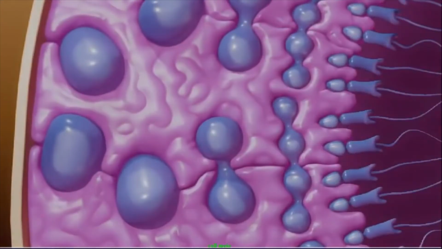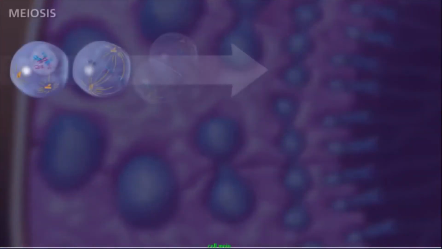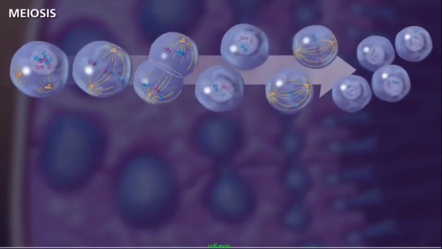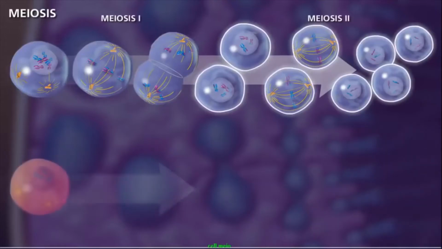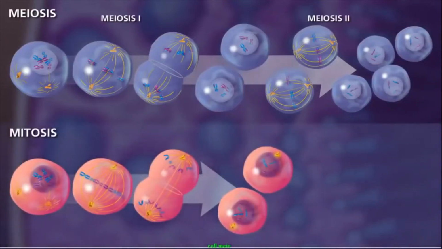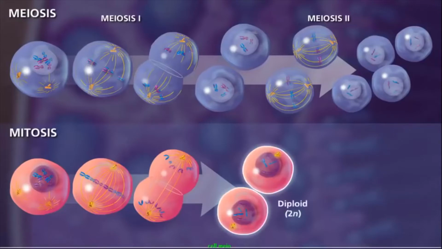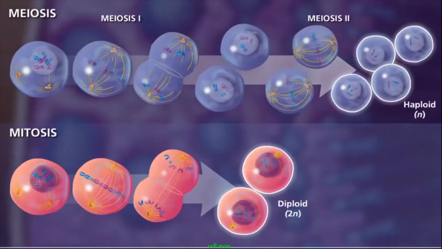Meiosis occurs in special cells called germ cells within the gonads of males and females. For the successful reduction in the number of chromosomes to occur in the new haploid daughter cells, two rounds of divisions are necessary. These divisions are termed meiosis I and meiosis II. Although the processes of mitosis and meiosis look similar, there are a few major differences. One obvious difference is that mitosis results in 2 diploid daughter cells, and meiosis results in 4 haploid cells.